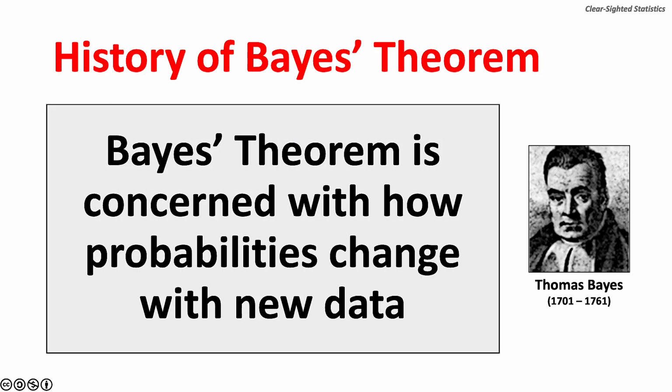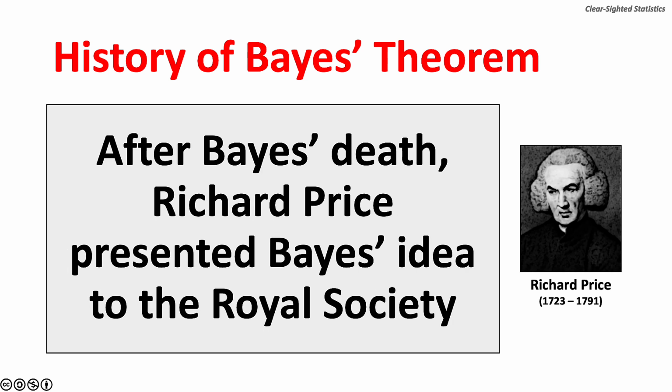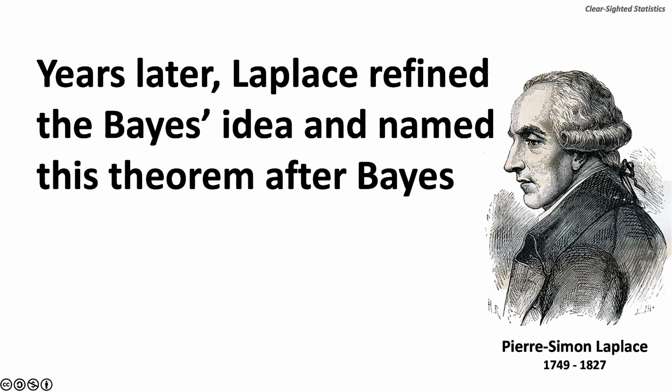The history of Bayes' theorem. Thomas Bayes was an 18th century statistician, philosopher, and Presbyterian minister. His theorem is concerned with how probabilities change when new data becomes available. After Bayes' death, his friend Richard Price, a philosopher and nonconformist minister, found this work while going through his friend's papers. Price presented Bayes' idea to the Royal Society. Then Bayes' work was ignored. Years later, Laplace refined Bayes' idea and named this theorem after Reverend Bayes.